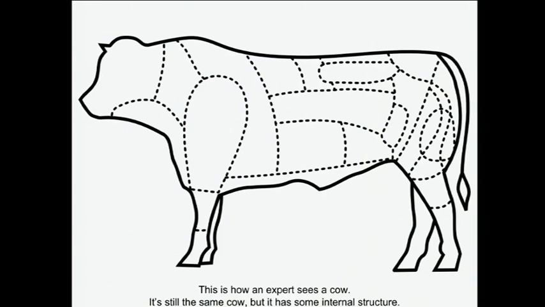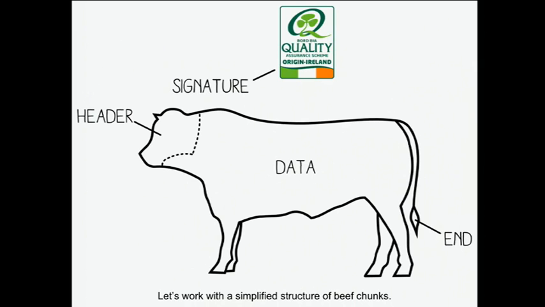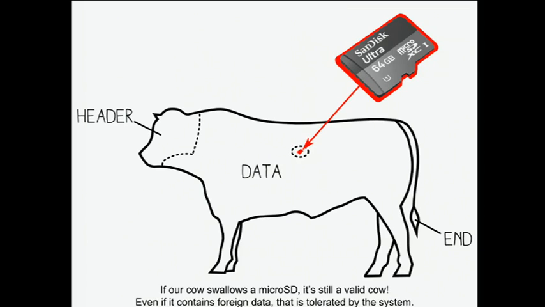And if you notice the standard, the German and French standards of the internal structure of a car are different. Anyway, I won't study all the internals of a car. Let's look at a simplified structure: signature, header, data, and a few chunks. One important fact in real life, or what will come later, is that if our car swallows a micro SD, it's still a valid car, even if it contains foreign data, and it's tolerated by the system.